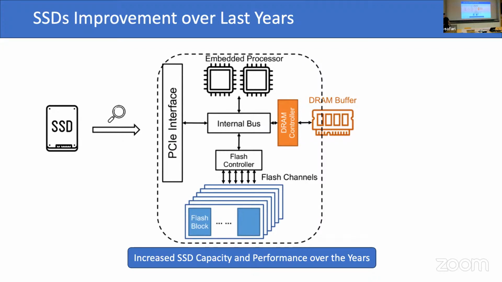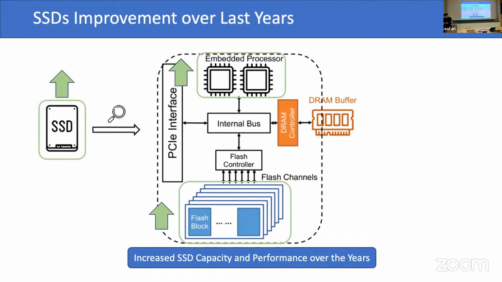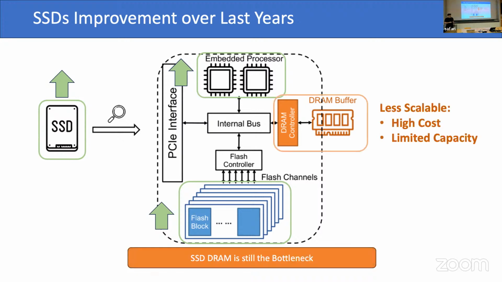Over the past years, SSD capacity has increased a lot, as you can see, and also embedded processor capacity and the amount of flash pages and blocks that we have. This is doable, but we have a bottleneck, which is the DRAM controller, which is way less scalable because it has a high cost and limited capacity. And also, since it's a very small environment, it could lead to problems in heat dissipation, energy, and other stuff.